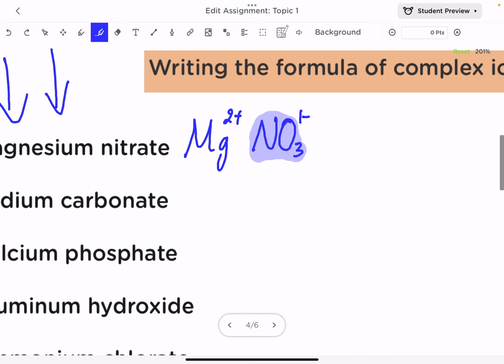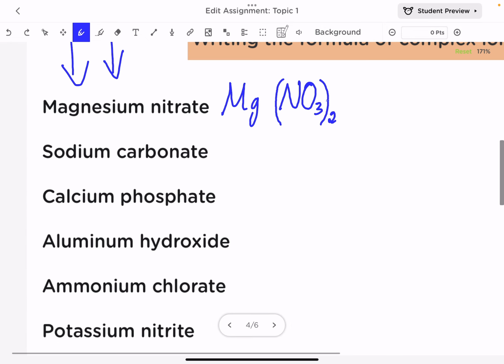So what do we do? We just remove the 2 plus and the 1 minus and we flip them as subscripts next to the Mg and the NO3. So here, I'm going to remove the 2 and write it next to the NO3. Now, since I have 1 minus, I can ignore the 1 charge. Now, after placing the 2 as a subscript next to the NO3, I can erase it completely from Mg. Now, in order not to read NO32, we need to place the polyatomic ion in parentheses. So the final answer is Mg(NO3)2.